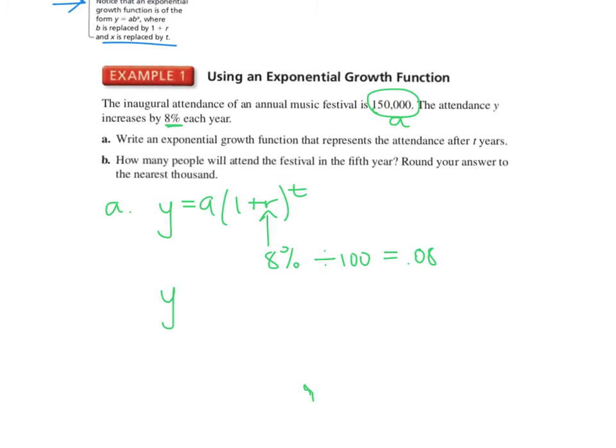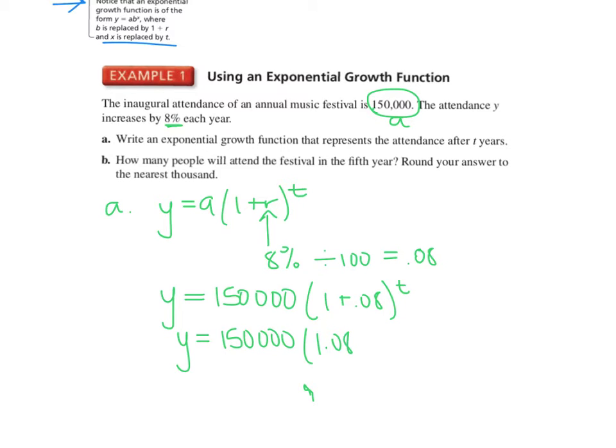So it would look like y equals 150,000 parentheses, 1 plus 0.08, to the t power. But I would actually simplify it one step further, and I would say 150,000 times 1.08, because I added those two things together, to the t power.